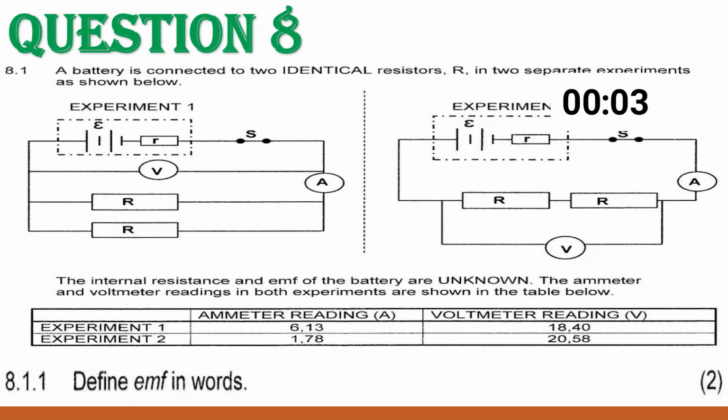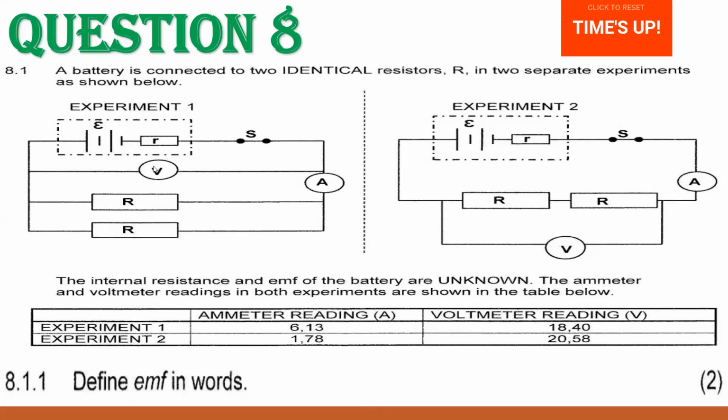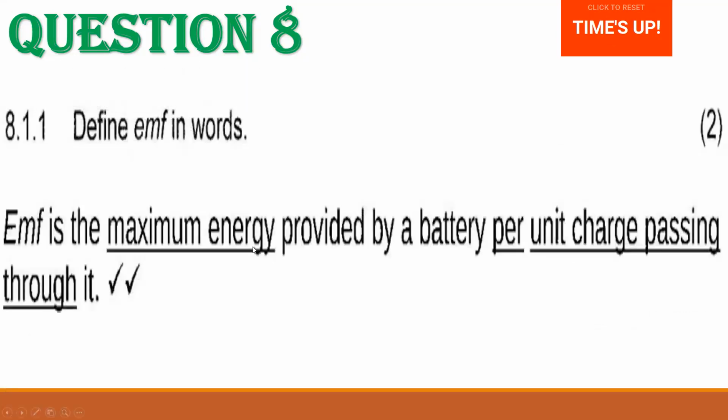To make sure you are getting a good mark for definitions, maybe you can make your list, write it down, always try and check it. Okay, you can use that way. Okay, the EMF is coming now. This is our EMF definition: maximum energy provided by a battery per unit charge passing through. This is our definition for EMF. Okay, please check your answer first. So trying is key, right? For success, please remember that.